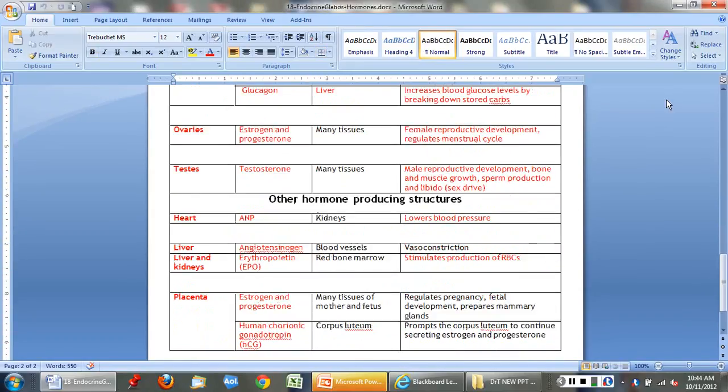And yeah, the placenta. So this is HCG. You all heard of this before? Human chorionic gonadotropin. So this is the hormone that if you're taking a pregnancy test, this is what you're testing for. This hormone is circulating if you're pregnant.